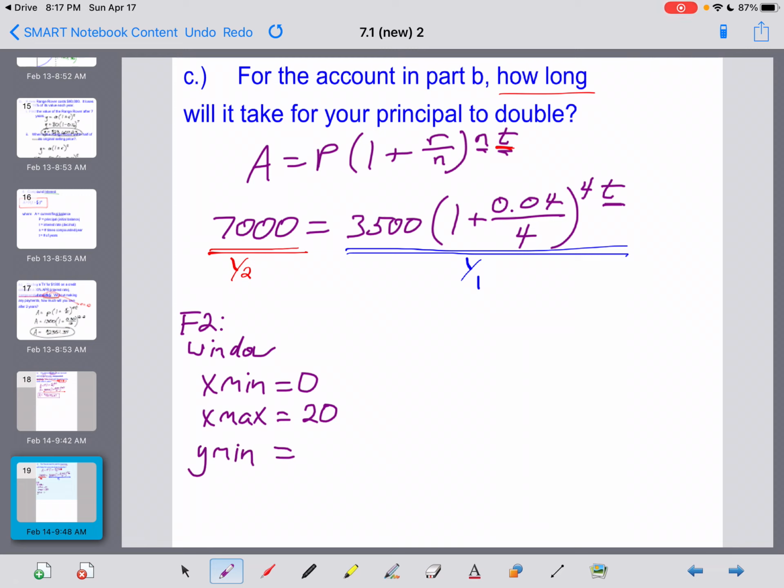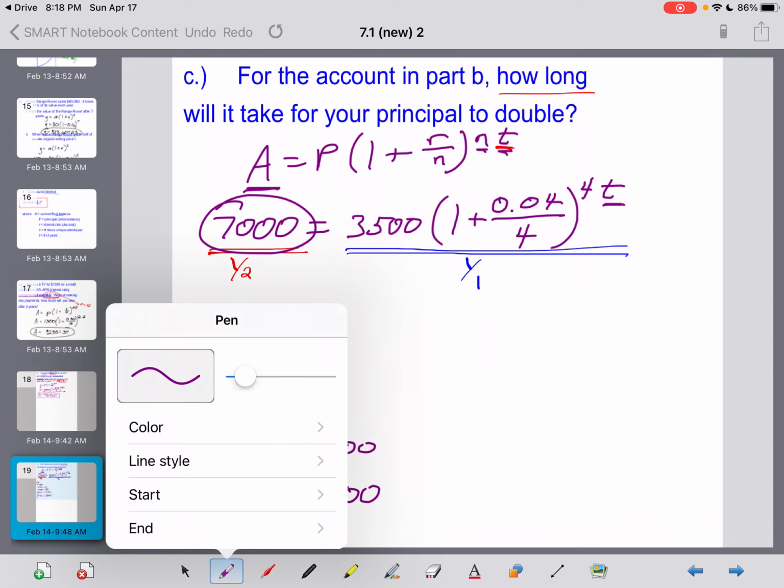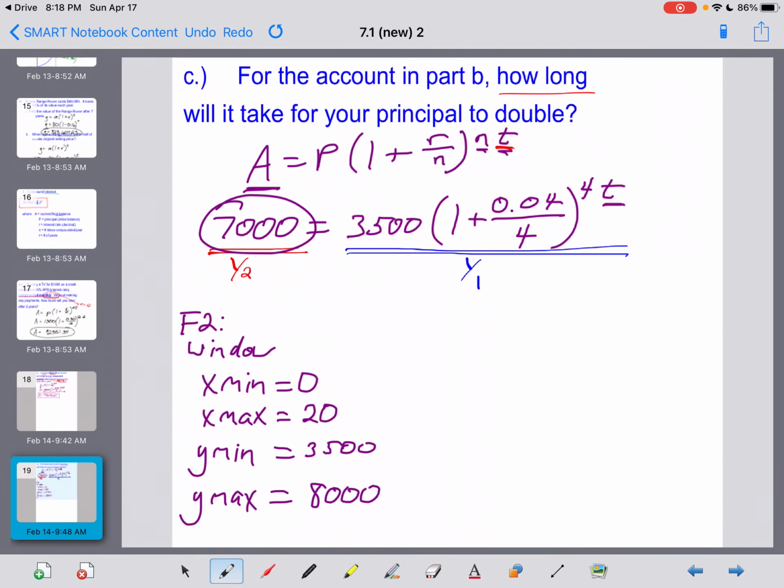Y, if you recall, is taking the place of A right here. The lowest amount that your account is ever going to be worth is 3,500. That's what you started with, and it's not going to go down from there. You could put 0 in, which would make some sense too, but I'm going to put in 3,500 for my Y min. For my Y maximum, I need to put in a number bigger than that 7,000, so I'm going to put 8,000 to give me a little room. When I hit enter there and graph, I'll sketch for you guys what I'm seeing.